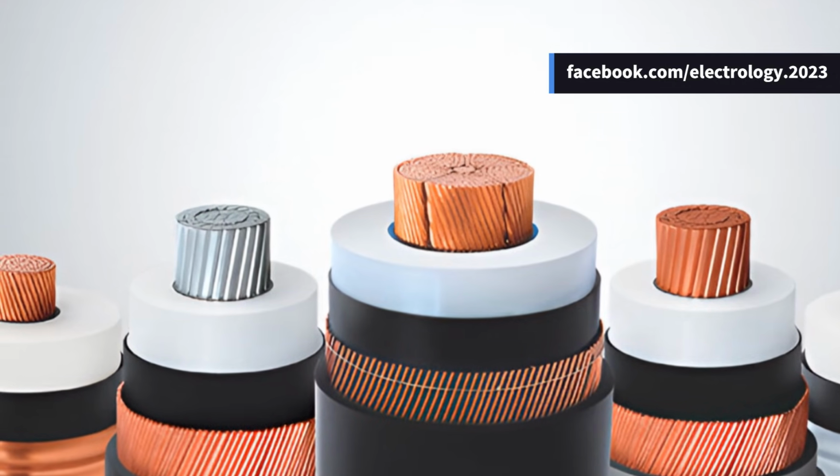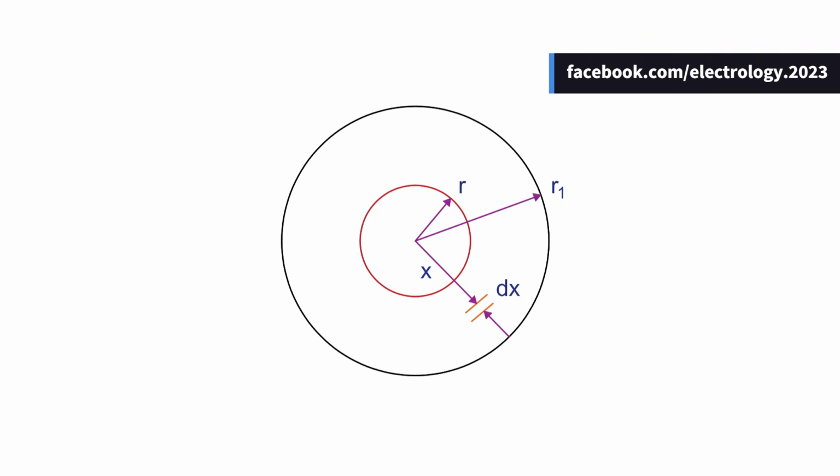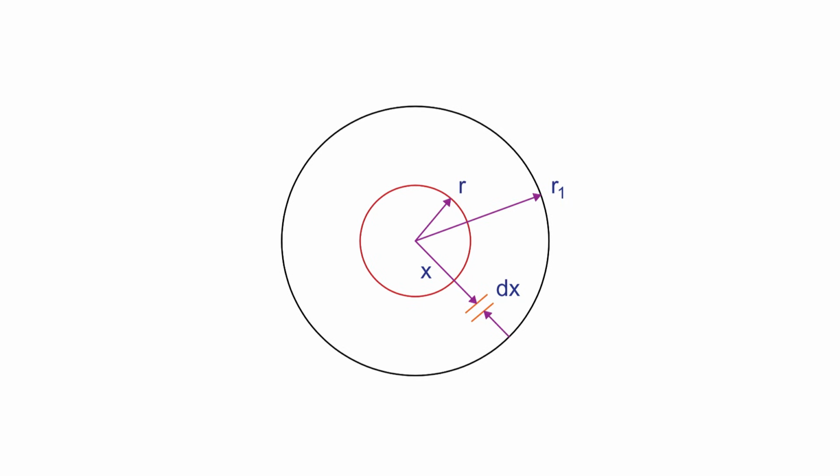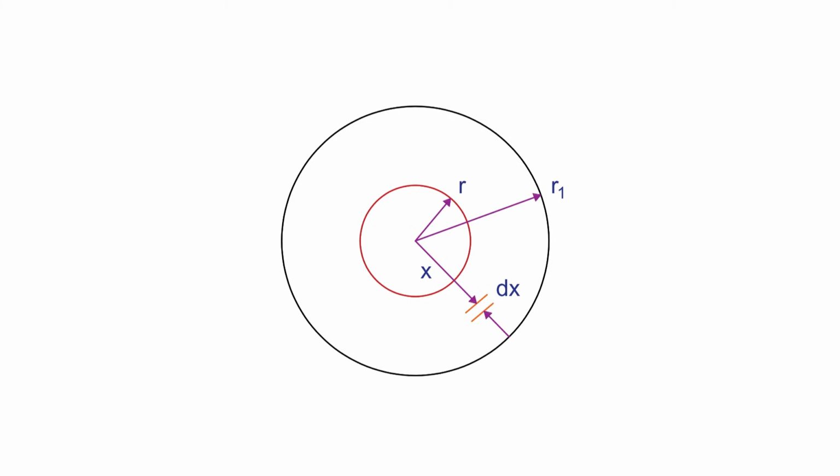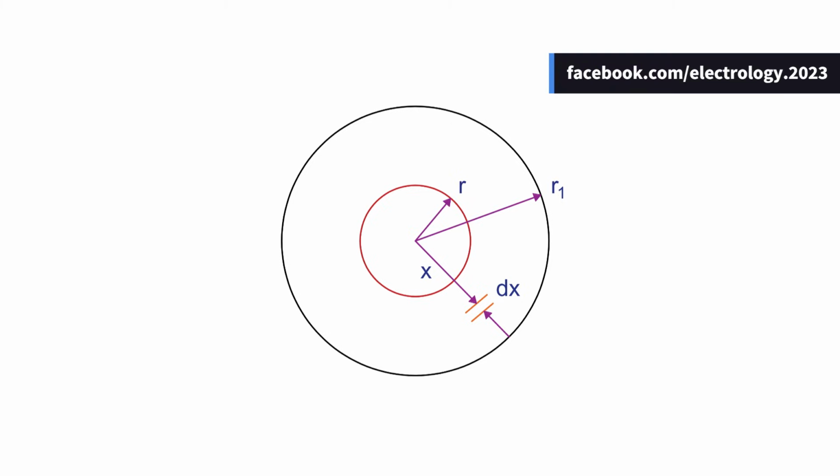Now let's apply this concept to a real cable. Imagine we are looking at a cross-section of a single-core underground cable on the screen. The conductor is at the center, surrounded by layers of insulation. We want to determine the thermal resistance offered by this insulation. Let the radius of the core be r and the inside radius of the sheath be r1. The thermal resistivity of the insulation is K.